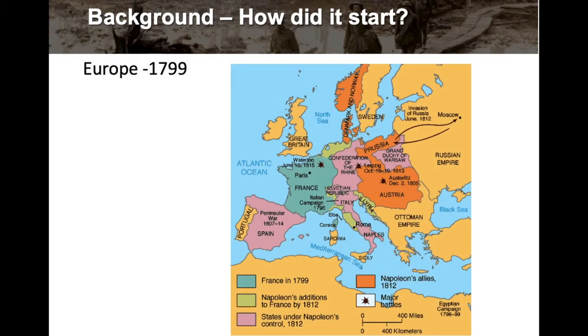Here's a map of Europe in 1799. So this would be before Napoleon. And you can actually see on the map Napoleon's actions and additions. But as we talked about at length, right here's the Battle of Waterloo, which is going to bring down Napoleon. Okay, so this is a map of Europe in 1799.